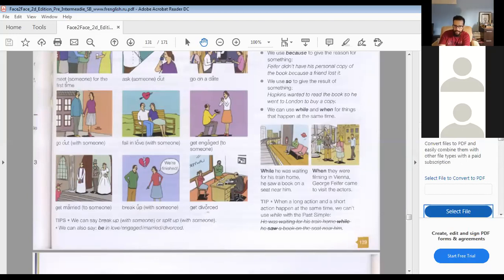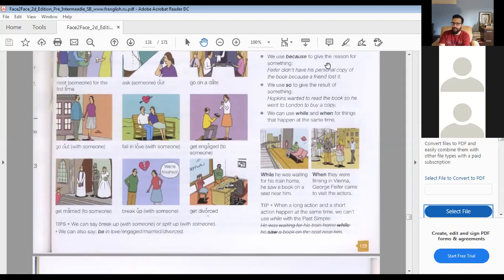And it says here, you can be in love, you can be engaged, you can be married, you can be divorced. All right. So here you can also use the verb to be to describe these situations: to be in love, to be engaged, to be married, or to be divorced. All right, so nothing new, I think, so we can go back and do exercise 6 now.